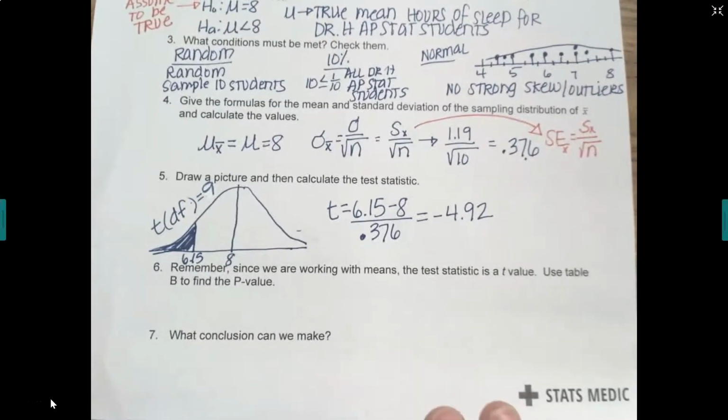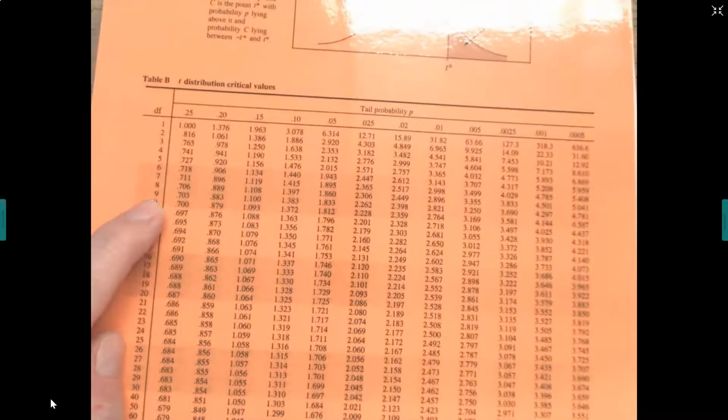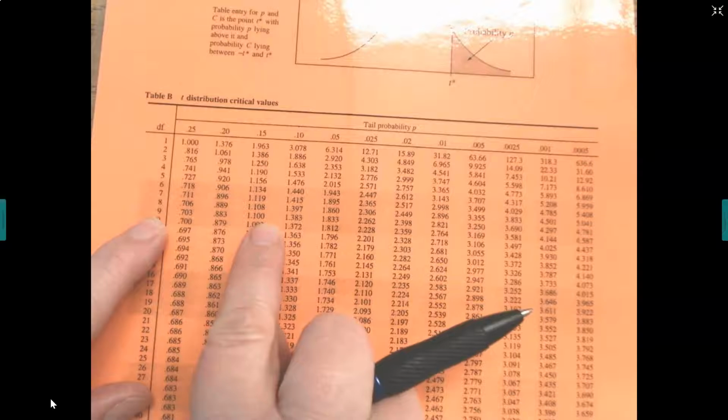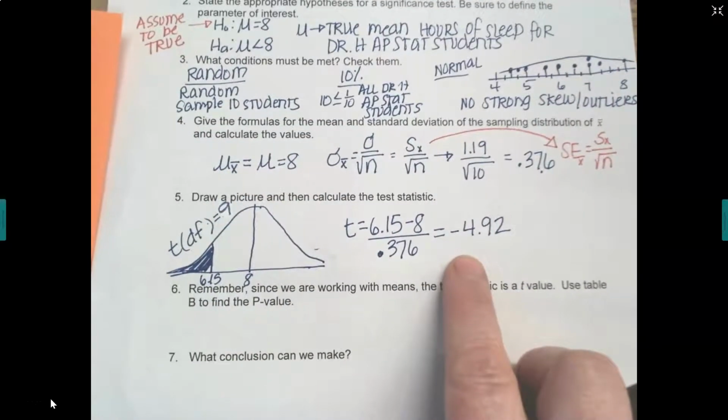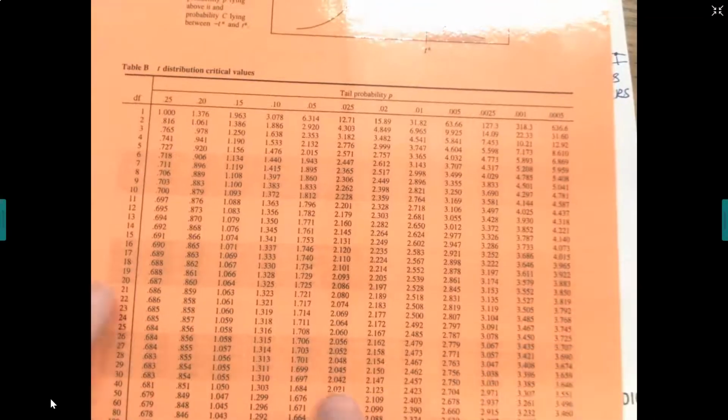This can be done with technology, but every calculator is just a little different. So I'm going to show you on the table what will happen. We need to use table B. We are going to go to our degree of freedom, which is 9, and we're going to go across. These are all our test statistics. We're going to get as close to 4.92 as we can. This is negative 4.92, but because it's symmetrical, we're just going to look for the positive. The area will still be the same. The information will still be the same.